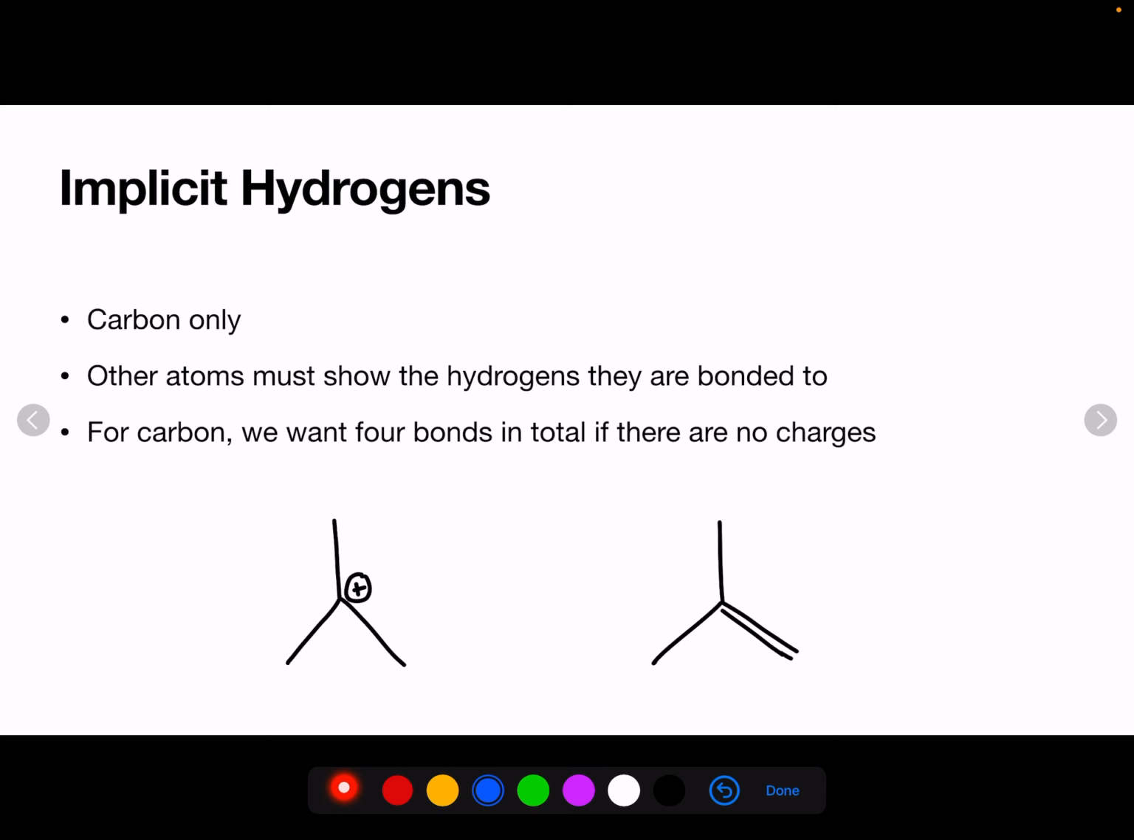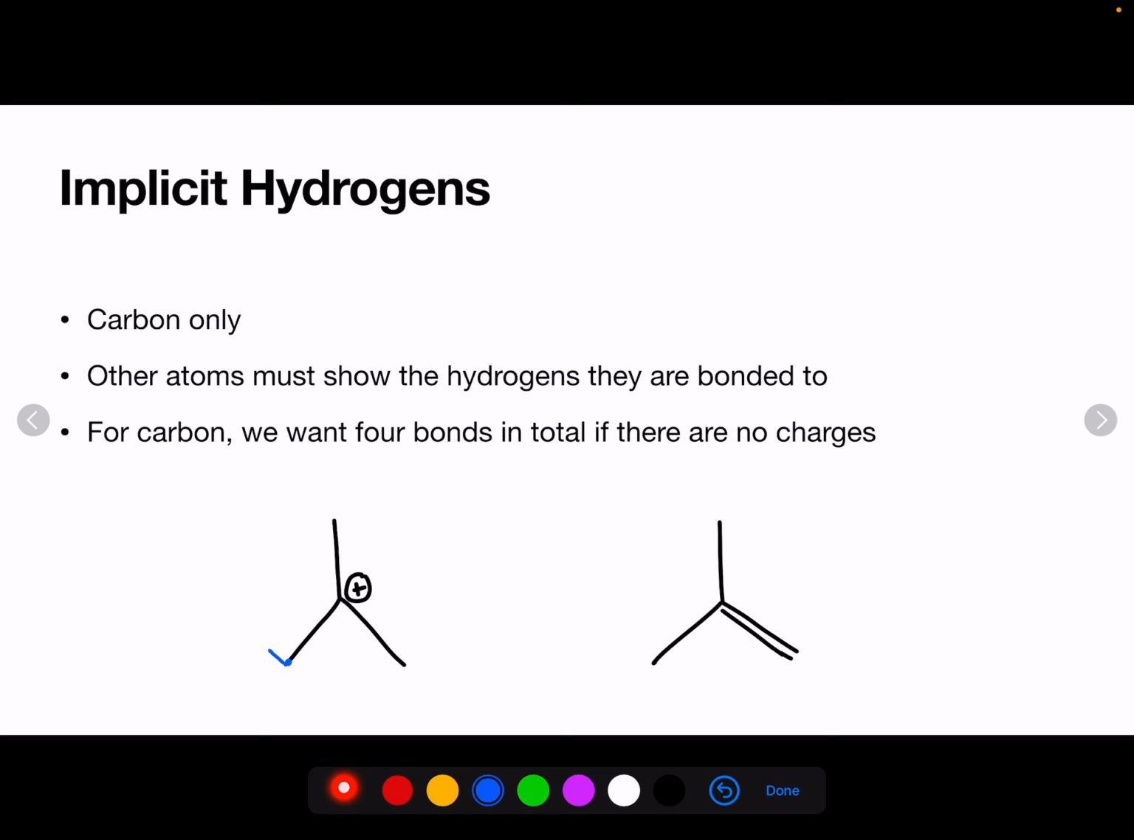Now, for implicit hydrogens, we're only going to need to add hydrogens onto carbons. Other atoms, usually like oxygen or nitrogen, must show the hydrogens that they are bonded to. In carbons, you don't need to show the hydrogens it's bonded to. So for a carbon, we want 4 bonds in total if there are no charges. So starting with the molecule on the left, if we look at this bottom carbon right here, right now it's only shown to be bonded to another carbon. But it needs to have 4 bonds in total because it has no charge.